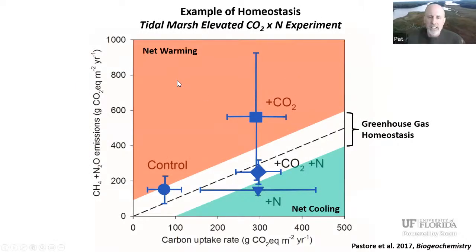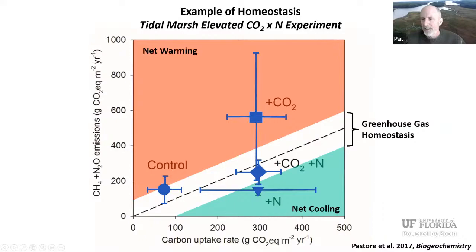And here's just an example from our own work at the marsh behind me. We have a lot of experiments I'll mention in a minute. And what you see on the x-axis is that depending on our manipulation, carbon dioxide, nitrogen, or the combination of those, we see that carbon uptake or sequestration increases, which drives us to a cooling part of this graph. But at the same time, there's a trend, it's not perfect, but there's a trend for greenhouse gas emissions on the y-axis to go up as well. And so when you combine these things, what you end up with is points falling near a one-to-one line, which is what I'm calling homeostasis.